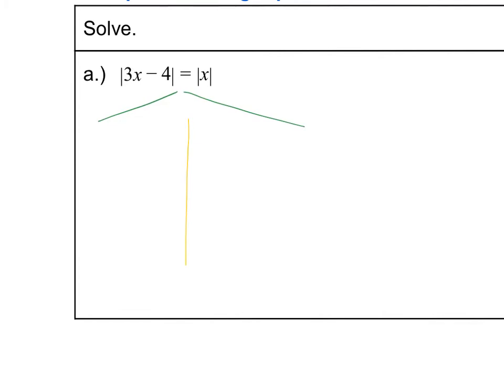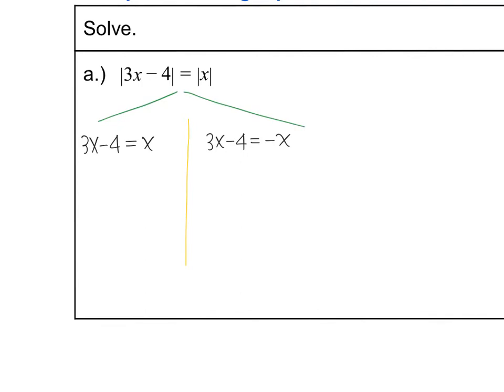And just like we did before, one of my equations will be equal to the positive and one will be equal to the negative. I'm going to pick one of these to change. I'm just always going to go with the second one. It's usually easier. So the 3x minus 4 will stay the same. In my first equation, it'll be equal to x. And in my second equation, 3x minus 4 will be equal to negative x. And then I'll go ahead and solve both of those.